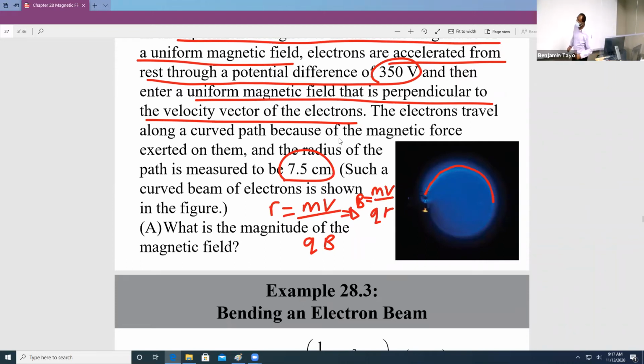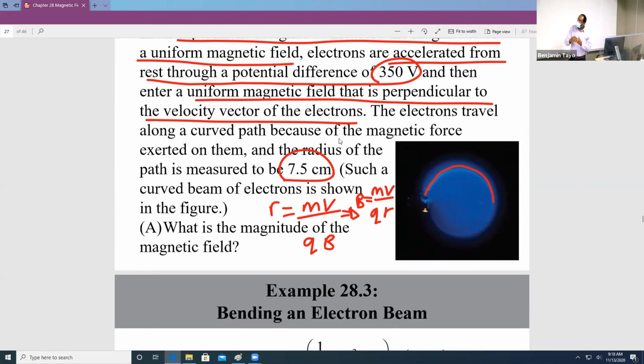So let's see, do we know what the radius is? The radius is 7.5 centimeters. Do we know what the mass of an electron is? It's 9.11 times 10 to the negative 31. Do we know what the charge of an electron is? We know that this is just 1.6 times 10 to the negative 19. So how do we get the V, the velocity of the electron? So we just need to calculate the velocity of the electron.